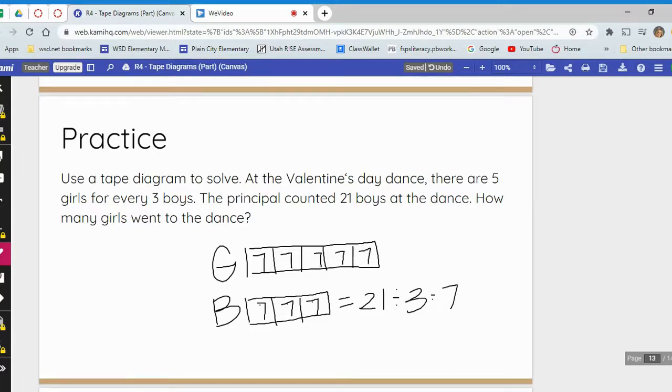So how many girls went to the dance? Well, 7 times 1, 2, 3, 4, 5 sections gets me 35 girls went to the dance.